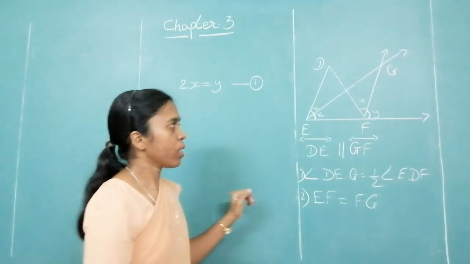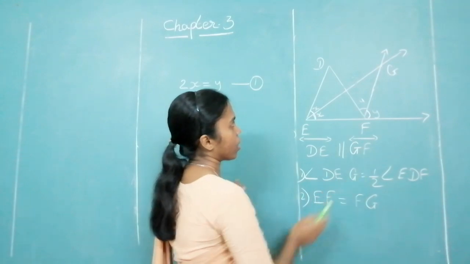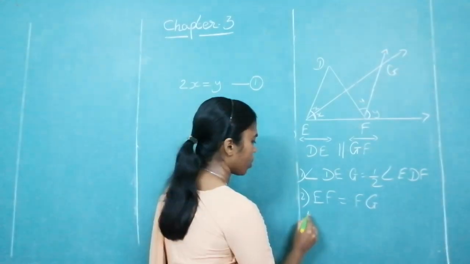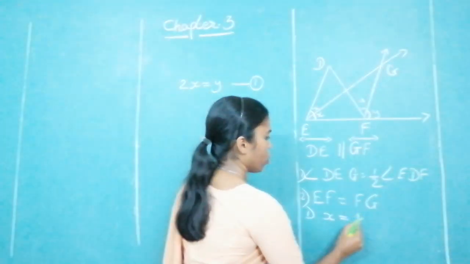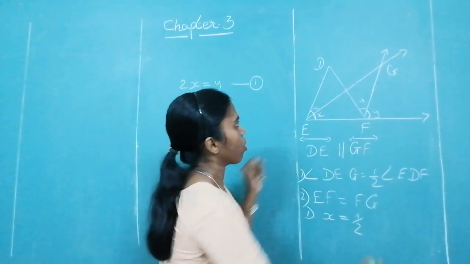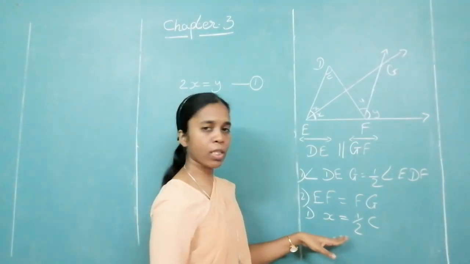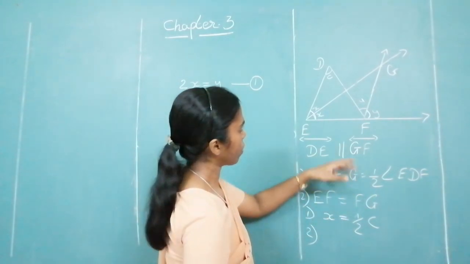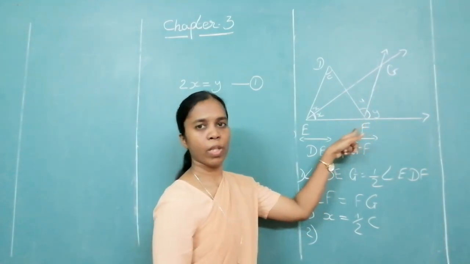Now let us see what is asked of us. We are supposed to find out angle DEG, that is x. So what are we supposed to find out? x according to our marking. x equal to half of angle EDF. Suppose I mark this as C. So I have to find out first x is equal to half of C. What do I have to find out second? EF is equal to FG. Where is my EF? Okay, EF is equal to FG. This is what I have to find.